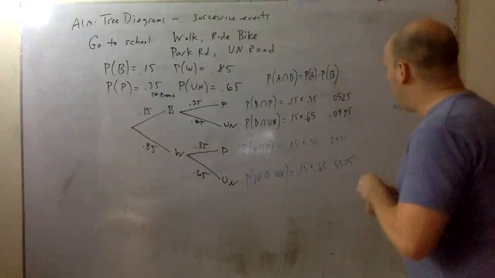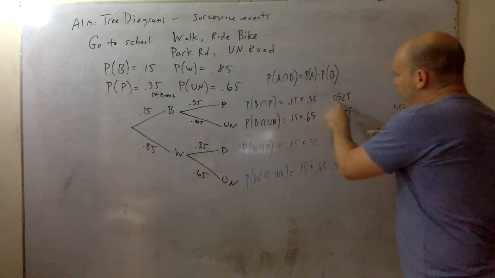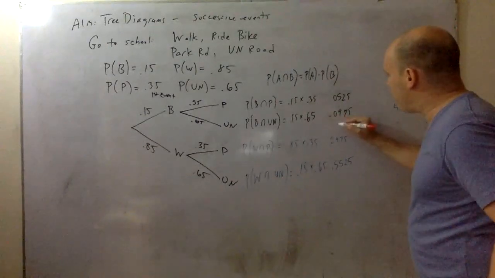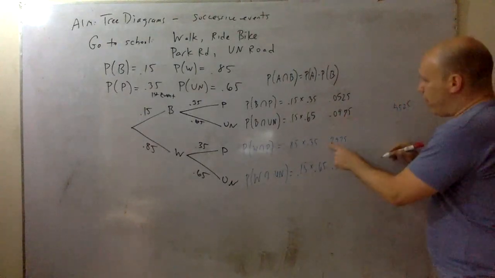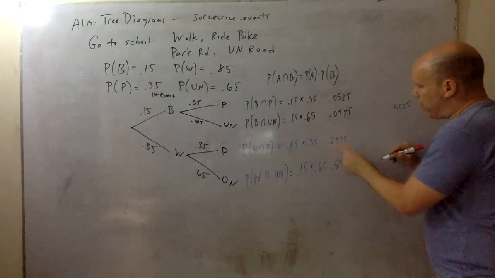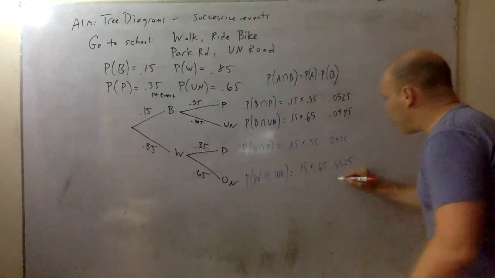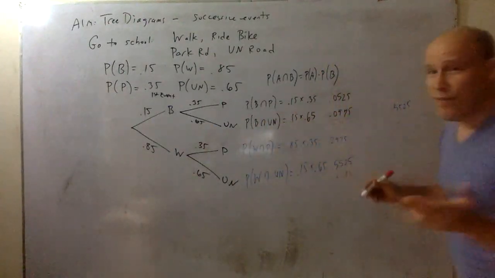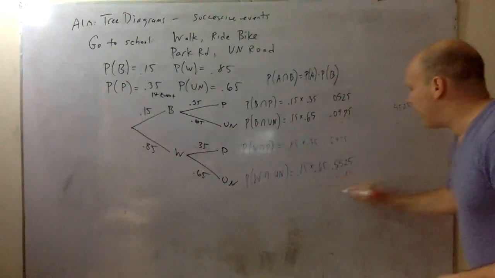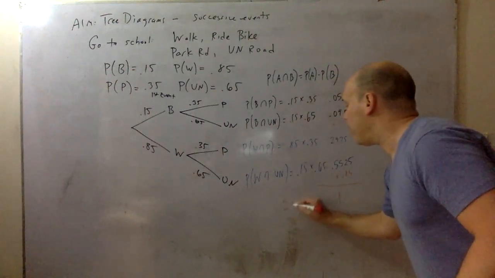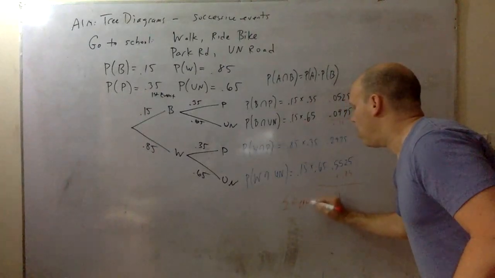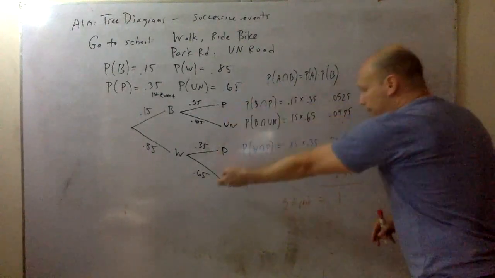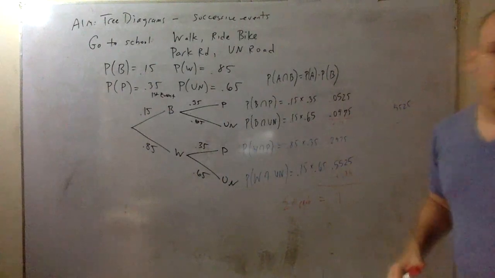A couple of interesting things about this tree diagram. If you add 5.25% plus 9.75%, you get 15%. And 29.75% plus 55.25% equals 85%. It's not a coincidence. And even cooler, 15 plus 85 gives you 1, which means the sum of all the probabilities equals 1. So it's coming back to that first rule of probability that the sum of all the outcomes is equal to 1. It's kind of cool.